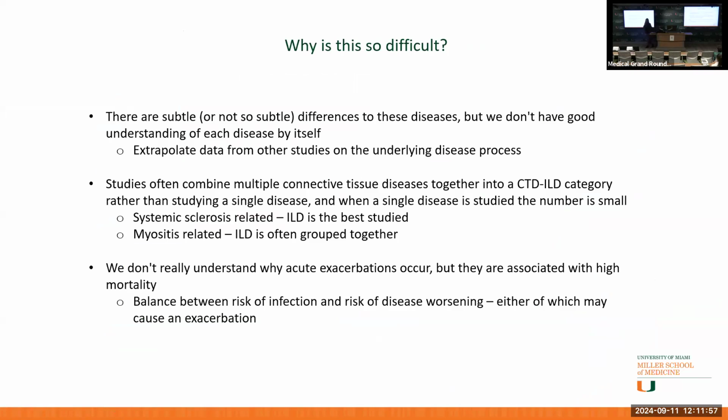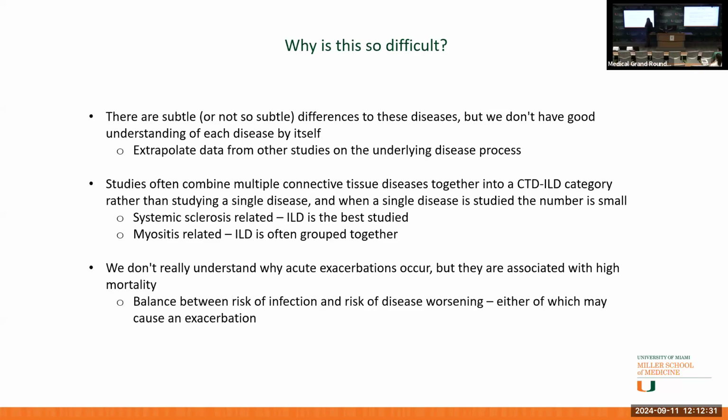So why is it so difficult, beyond the pathogenesis that we just took a bird's eye view at? Well, there are differences to these diseases, but like I showed you in the beginning, we don't have a good understanding of the differences within the lung. We try to extrapolate data from other studies. So if I have somebody with myositis or systemic sclerosis or rheumatoid arthritis, I might try to pick things that we know work well within those disease processes as my first or second line, or how we decide to move between these treatment options that we have within the world of rheumatology.